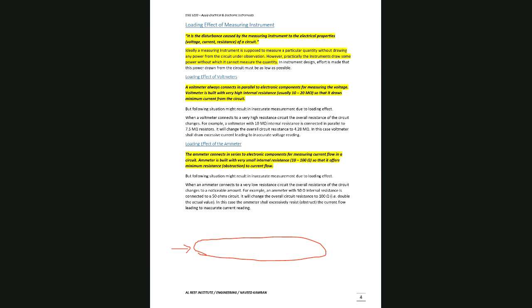All right, so this was today's topic about the loading effect of the measuring instruments. I will stop the recording and open the forum for any questions and answers.